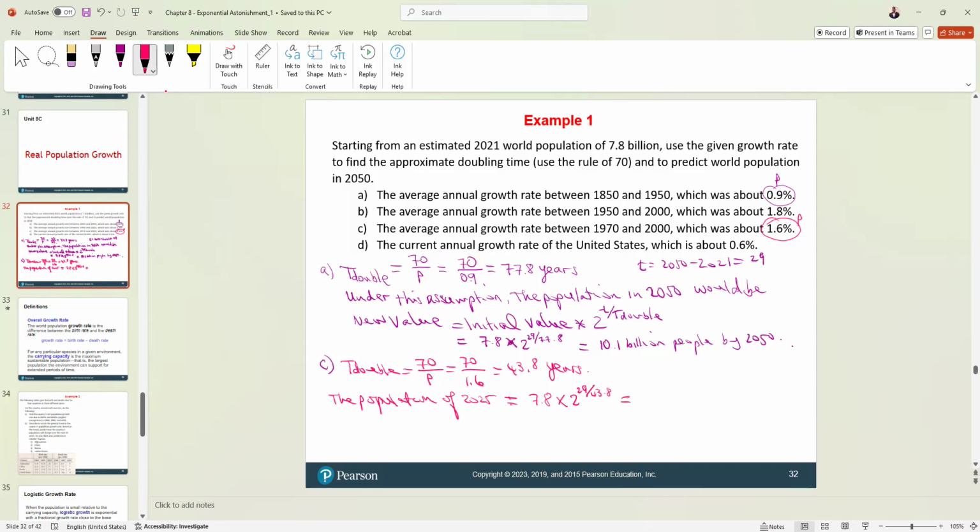So the population of 2050, when you do all these computations, the population by 2050 would be 12.3 billion. Okay. So we answered these questions. I think we're ready to move forward with other questions for now.